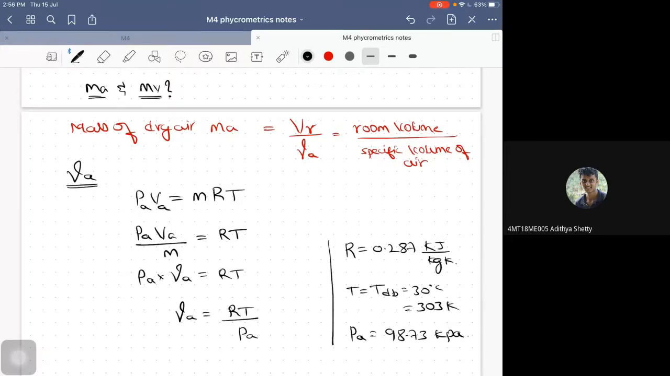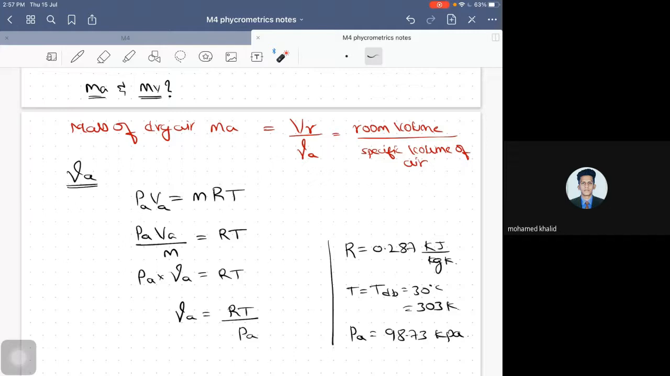If you are substituting the value of R in kilojoules per kg, the PA can be in kPa. If the top has kilo, the bottom also must have kilo. If the top does not have kilo, the bottom need not have kilo. Is that clear? If you are substituting 287 joules per kg Kelvin in the top, the pressure in the bottom has to be substituted in just Pascal, no kilopascal. If you are substituting in kilopascal in the denominator, even the numerator has to be in kilojoules per kg Kelvin. Clear?